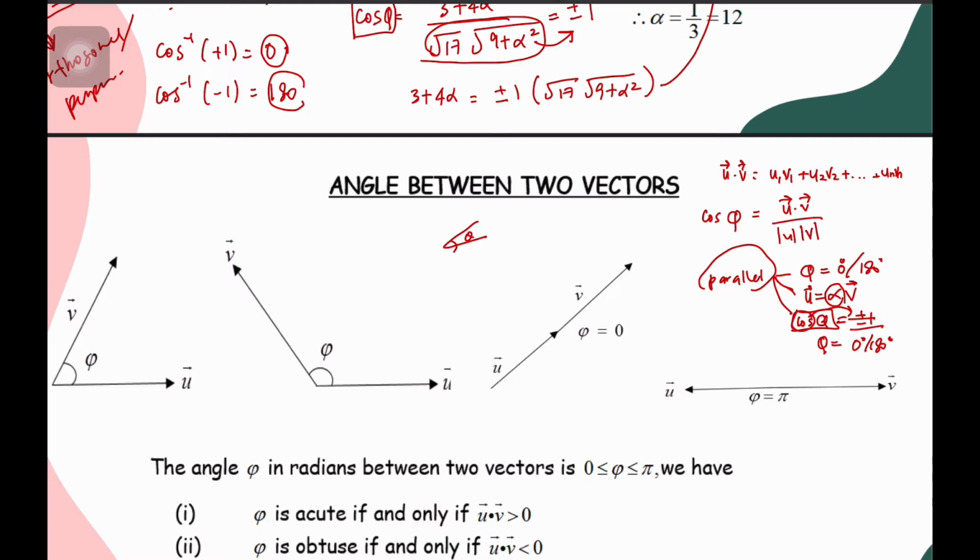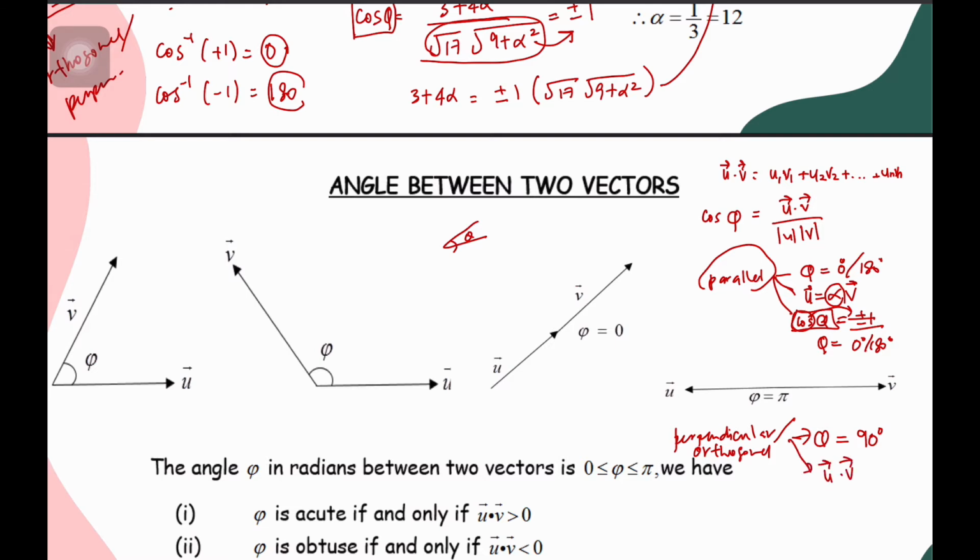And for perpendicular vectors, which are vectors at right angles, also called orthogonal vectors, the value of phi will be equal to 90 degrees. When you have a value of phi equal to 90 degrees, it means that vectors u and v are perpendicular. And one more: when you find the dot product of u and v, you will get the dot product equal to 0.